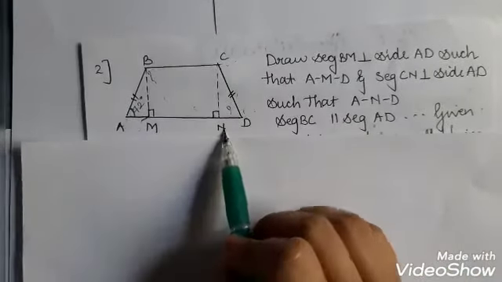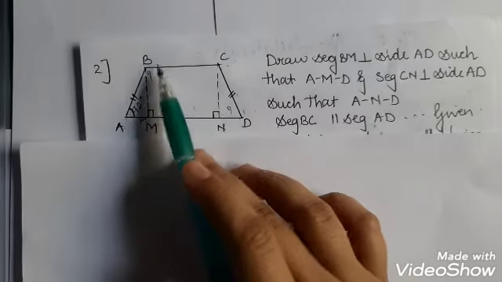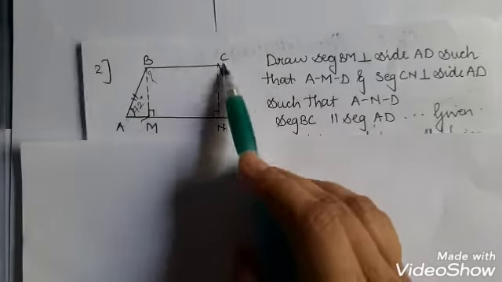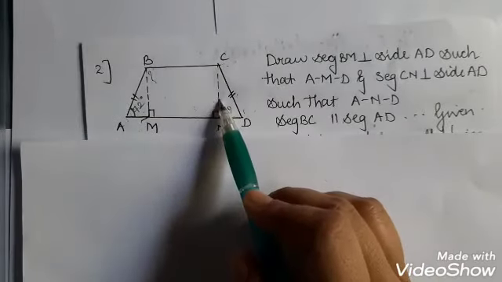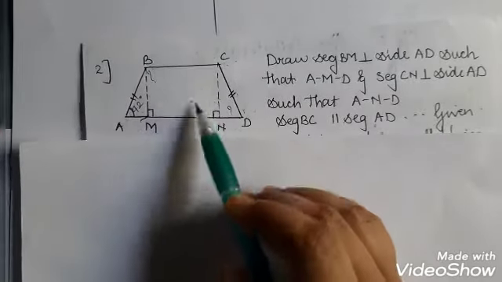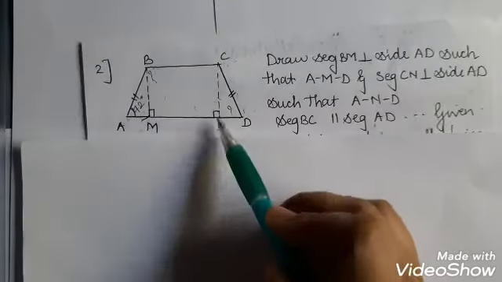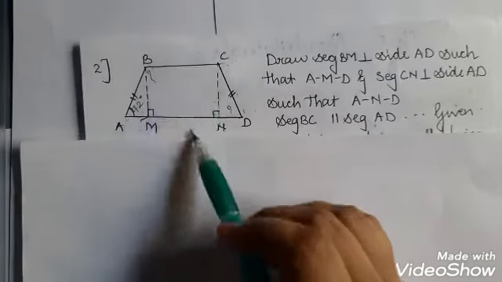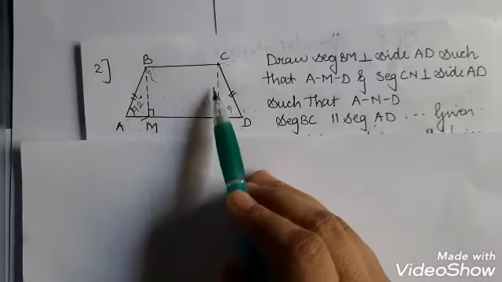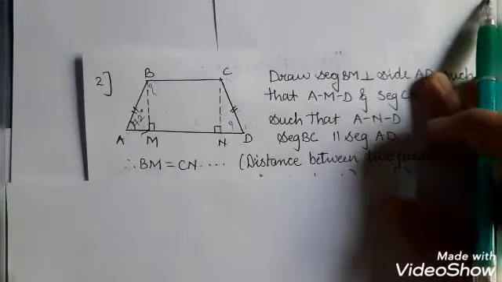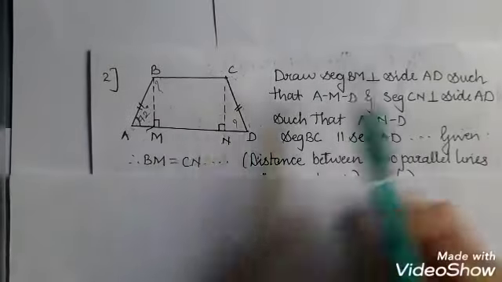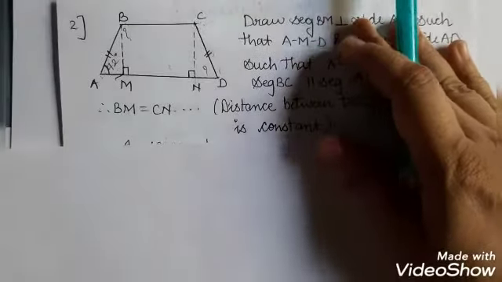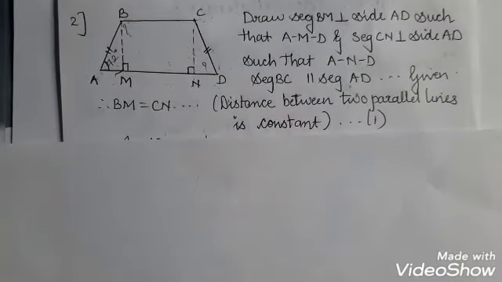Now BC is parallel to AD, right? So now if BC is parallel to AD, I can say that side BM and side CN are also congruent. Why? Because those two are the distance between two parallel lines. BM and CN are the distance between parallel lines BC and AD. And the distance between the two parallel lines is constant. It will not change. So I can say that BM is congruent to CN. Distance between two parallel lines is constant. Okay, that is equation 1.